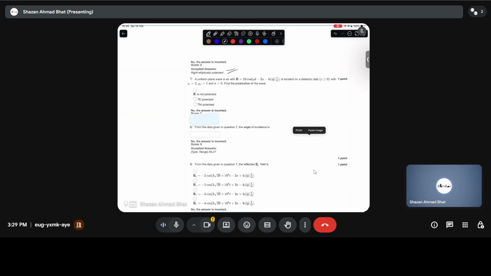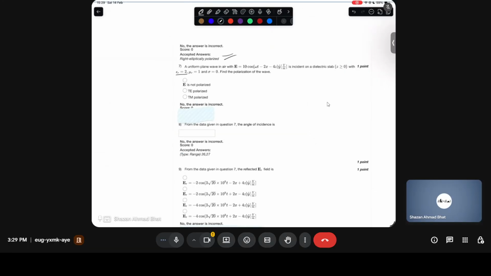Now you have a uniform plane wave, which is basically given in the question. So you have a uniform plane wave in air that is incident on a dielectric slab of this relative permittivity, and the permeability is this. The permeability is given, and the conductivity value in Siemens per meter is basically 0. Okay, and let's draw it first.